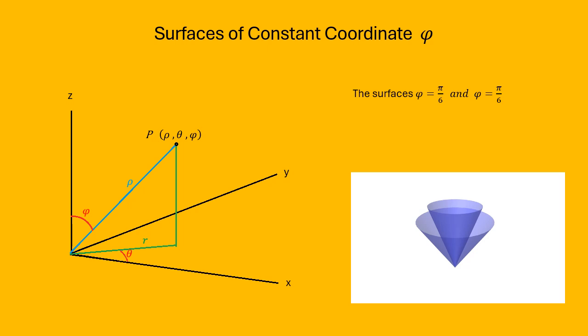If you let phi vary through everything from 0 to pi, you would get a whole sequence of cones that look similar to this. And every point in 3-dimensional space, except for the origin itself, would have a unique value of phi attached to it.